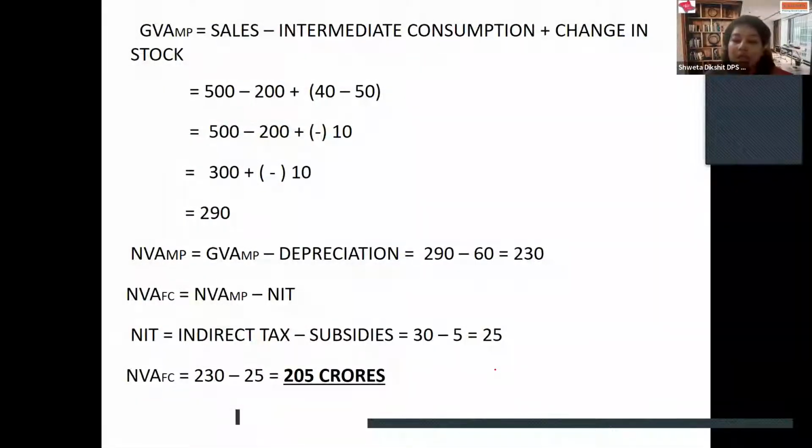Sometimes the question is given on the basis of sectors. That means primary sector, secondary sector, and tertiary sector. This type of question is very much there in the reference books. If you refer to any textbooks like Sandeep Garg or V.K. Ohri, there you will find this type of question where you will find various sectors. So sector A is, of course, the primary sector, B is the secondary sector, and C is the tertiary sector. So first of all, you will take the sales of primary, intermediate consumption of primary, and change in stock of primary.